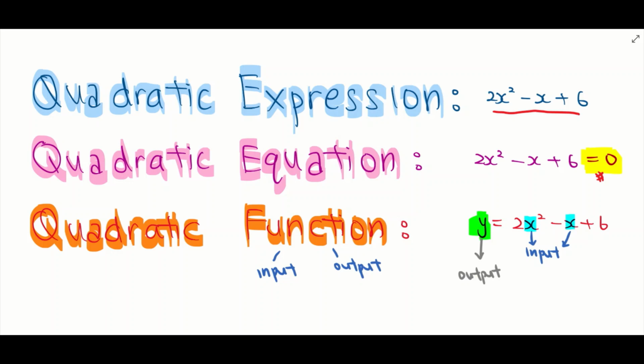An equation has an equal sign, but a function also has an equal sign. But there are two variables, yes? One variable for my output and one variable for my input. And we will learn how to actually draw quadratic functions later.